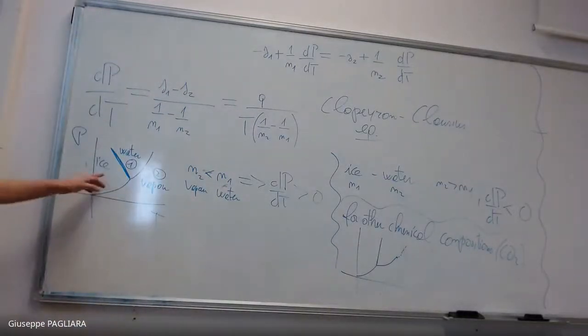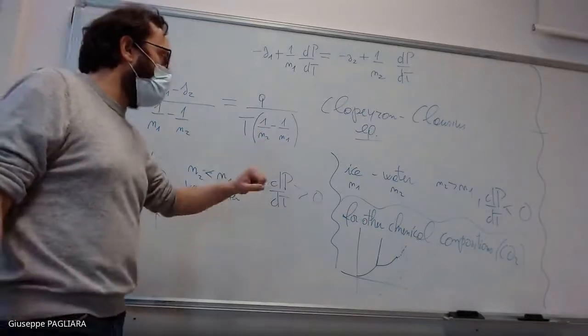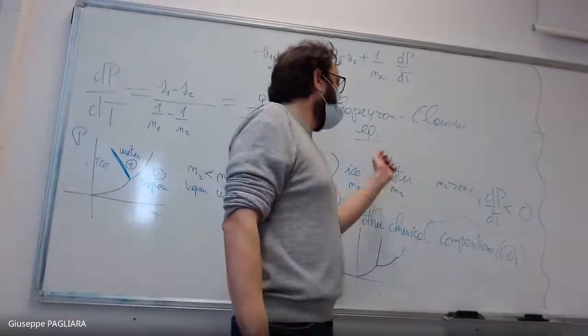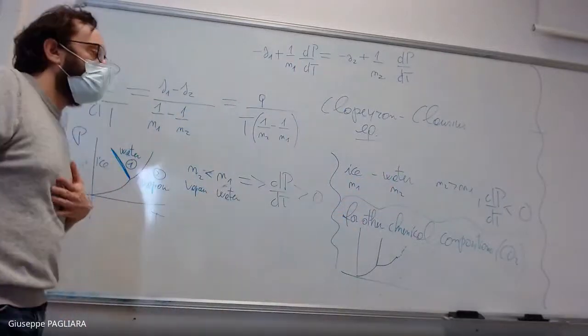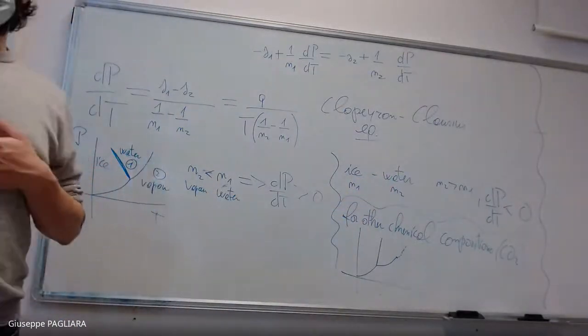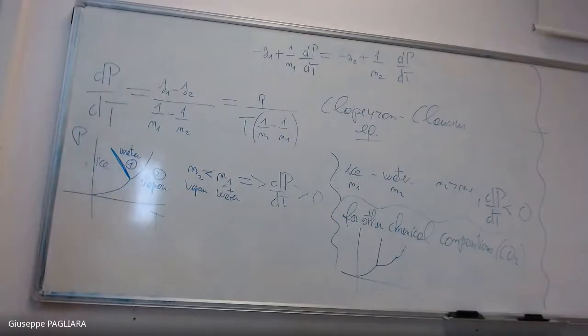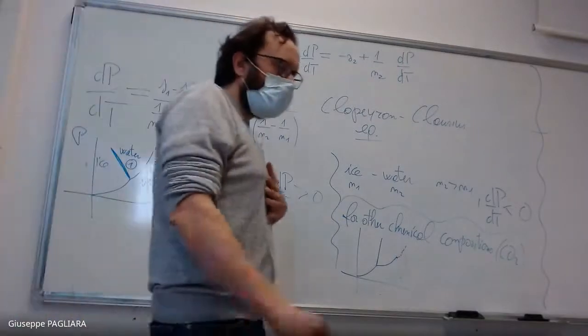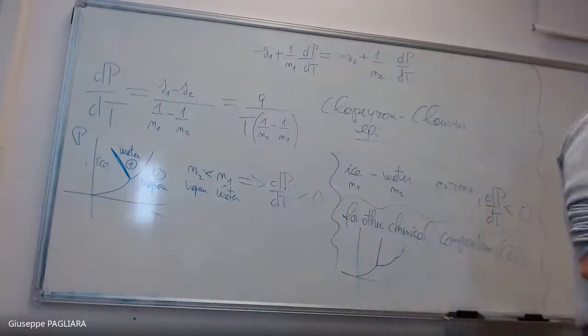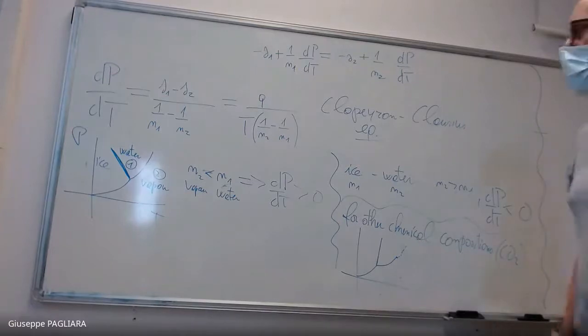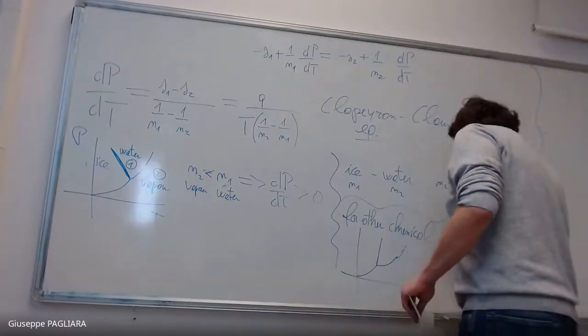Now, of course, the fact that ice and water have a negative slope, the fact that the density of water is larger than the density of ice, has many implications and many applications, right? You know that about the iceberg. Okay, so this is the Clapeyron equation. Now it's 12. Let me maybe find just a final result and then we stop for a moment.